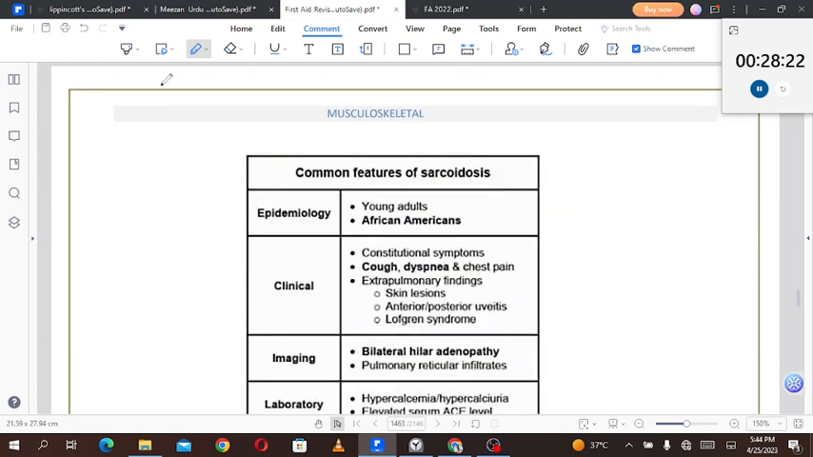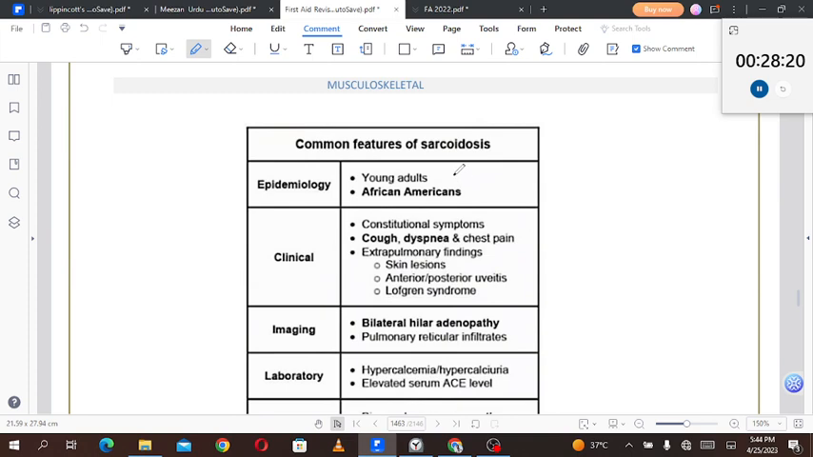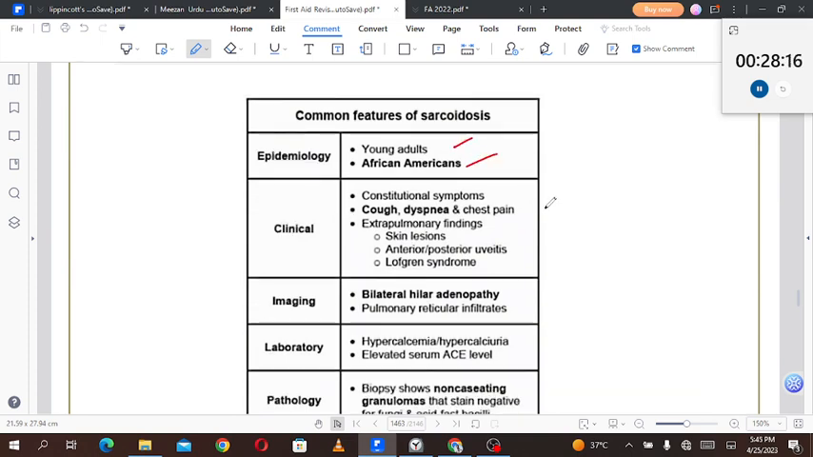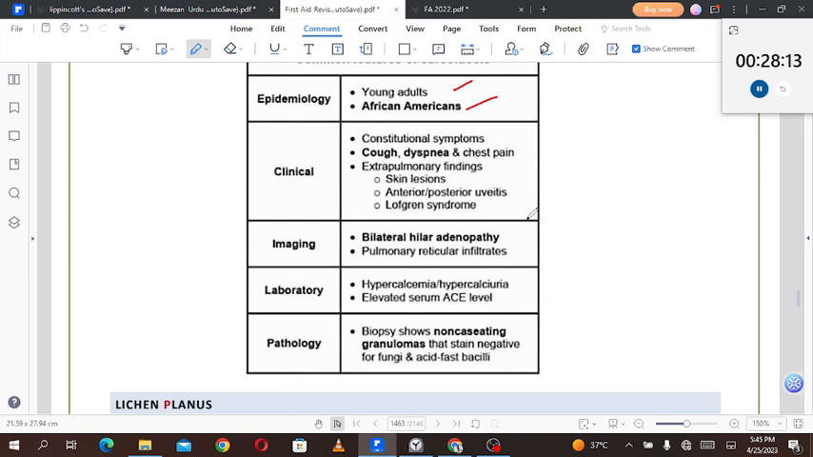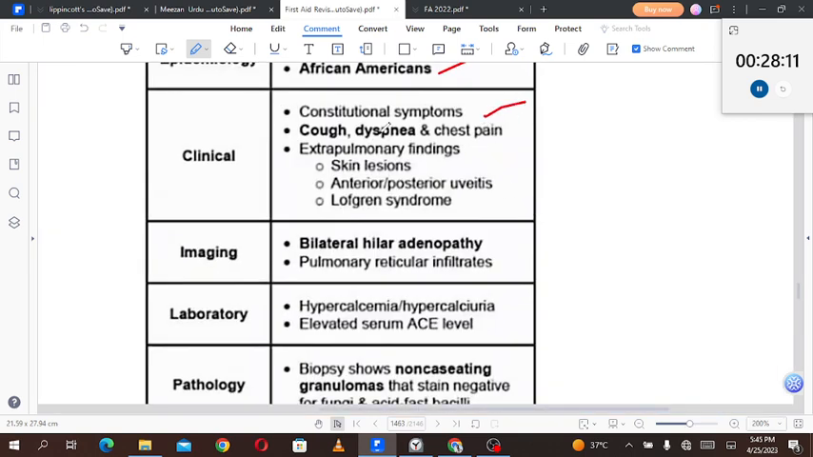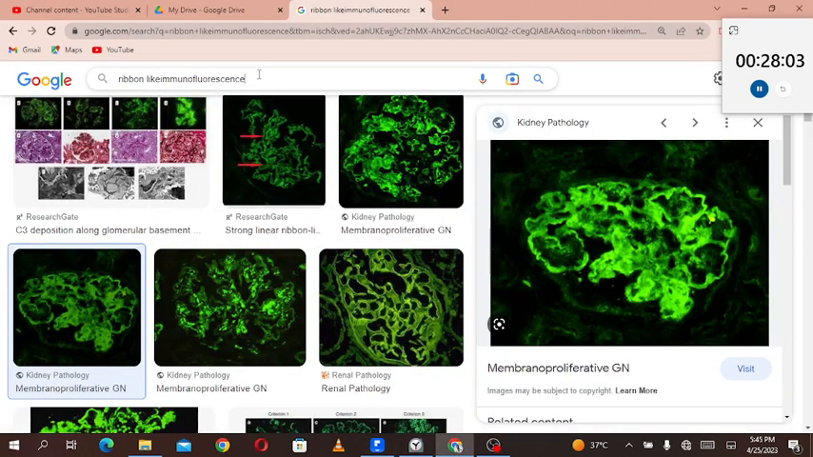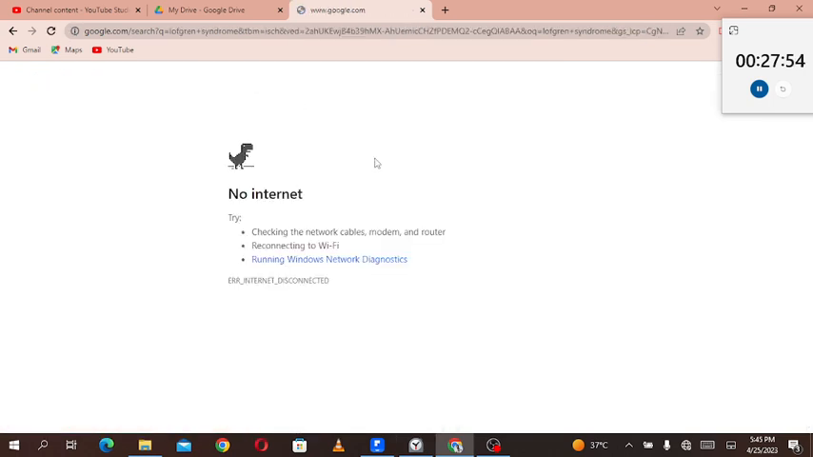Then we have common features of sarcoidosis. Epidemiology: young adults and African American women, basically. Clinical findings, constitutional symptoms. Let me zoom it in. So there will be constitutional symptoms: cough, dyspnea, and chest pain. Extrapulmonary findings: skin lesions, anterior and posterior uveitis, and Lofgren syndrome. What's that? Lofgren syndrome is, I don't have an internet connection, so we'll see that later.